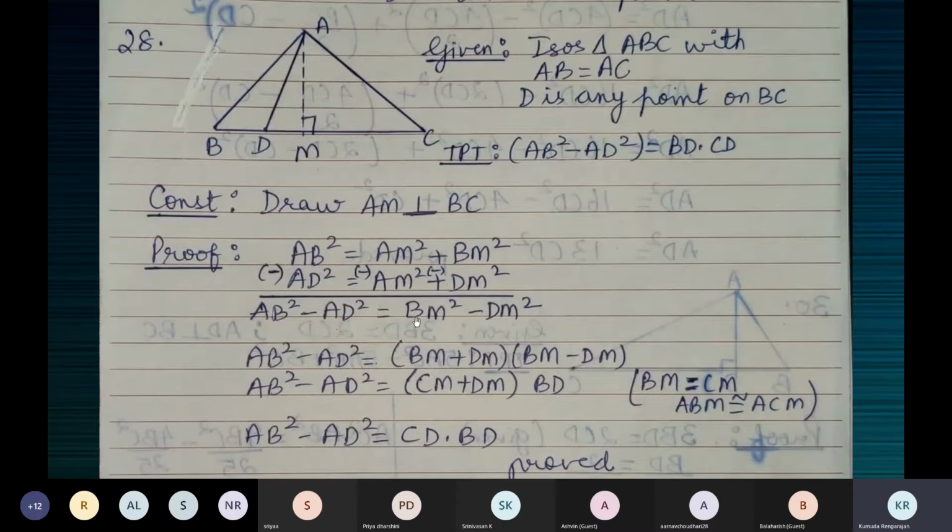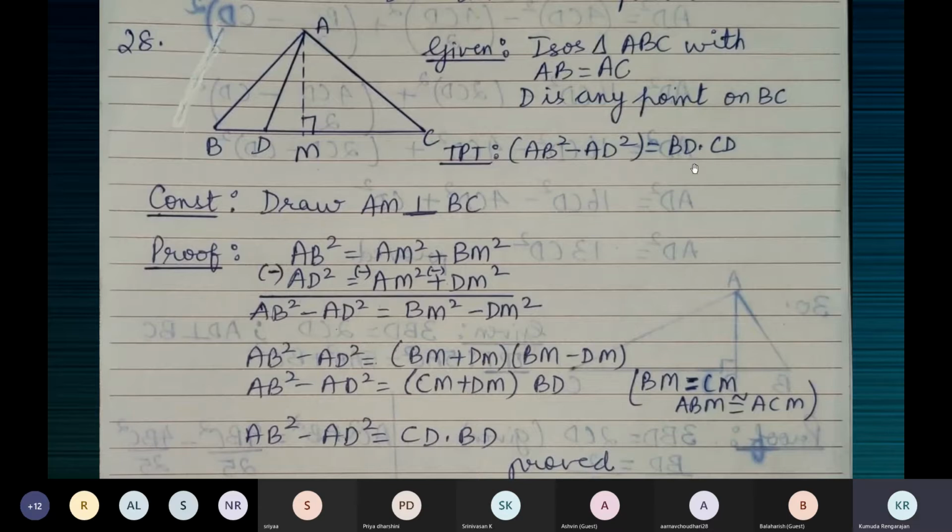Now we don't want BM or DM, but we want BD and CD. We don't want BM and DM. We don't have any relation here actually. We're not given anything about DM or BD. Nothing is given to us. So you can treat this as the difference of two squares.